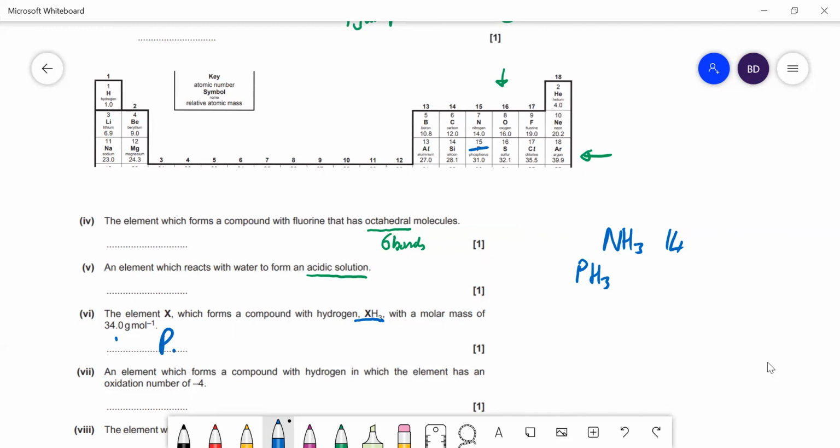An element for this one here. So an element which forms a compound with hydrogen, in which the element has an oxidation number of -4. Hydrogen always has an oxidation number of +1, doesn't it? Nearly always anyway. So that means you're going to have XH4, 4 hydrogens, and straight away methane, so CH4 would be the one that I would choose. You could also have silane, SiH4, but methane is more obvious. Okay.